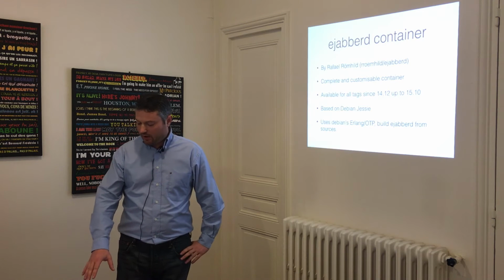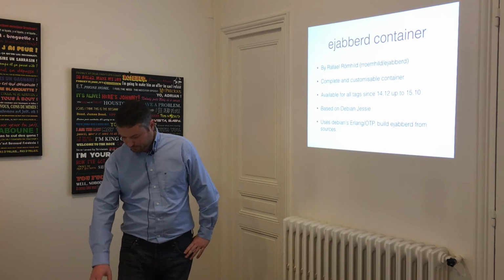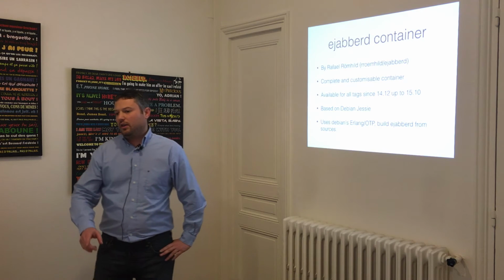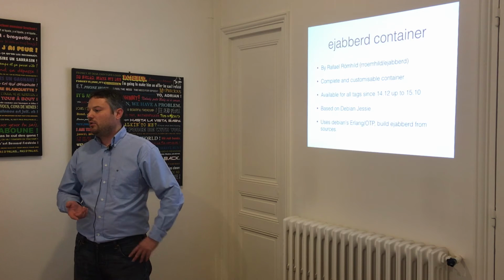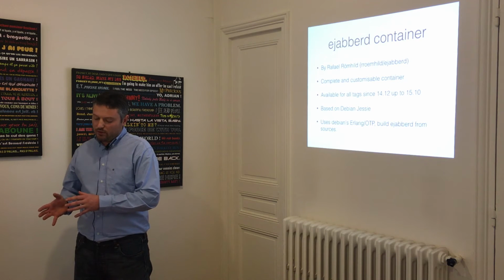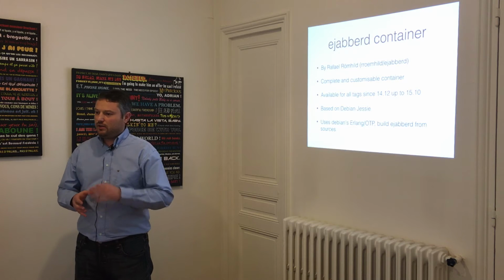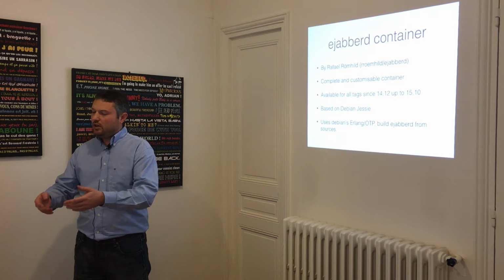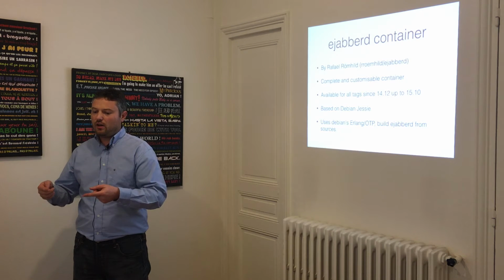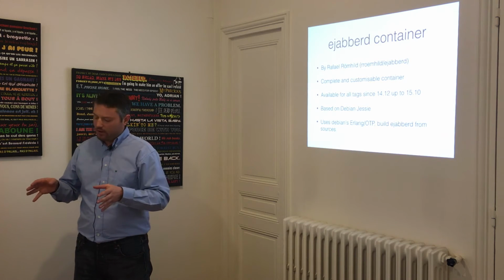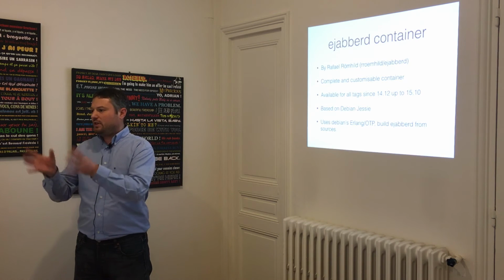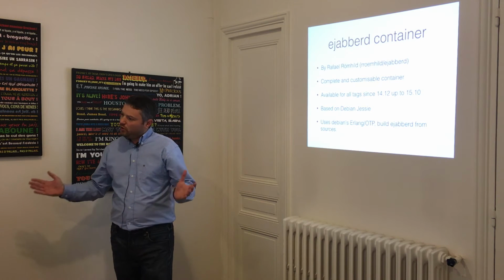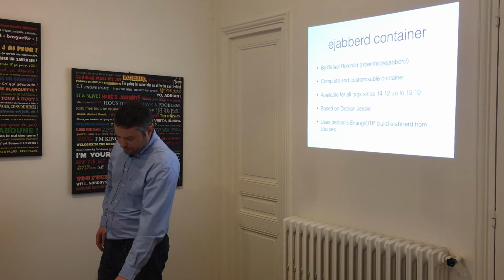But it uses Erlang OTP from Debian. The interesting thing is it builds ejabberd from sources. So when the container is created, it just installs Debian, installs Erlang, installs build dependencies, compiles ejabberd with all features enabled, and then packages this as a container. So you have a default installation which is able to cope with every configuration possible.